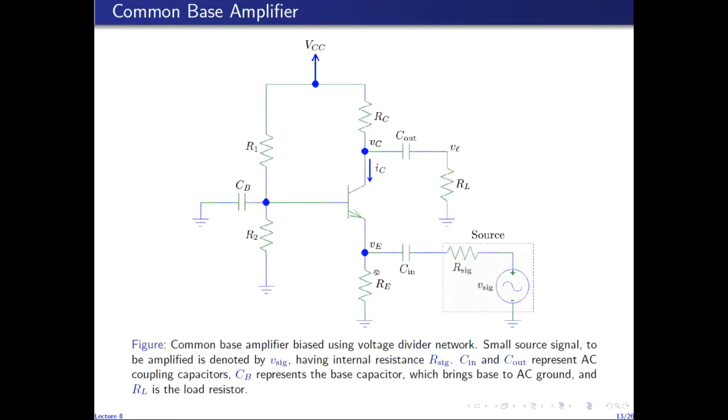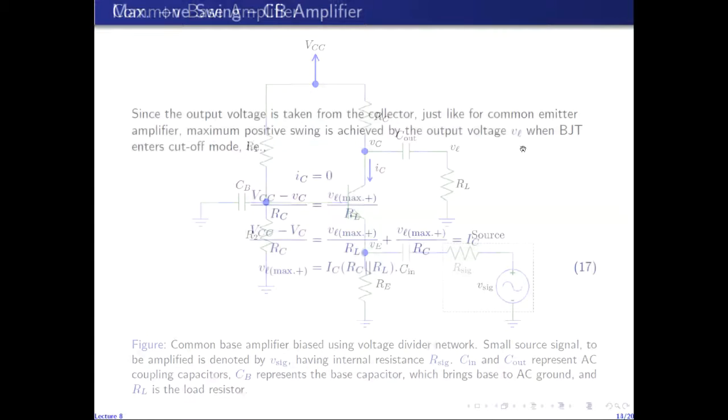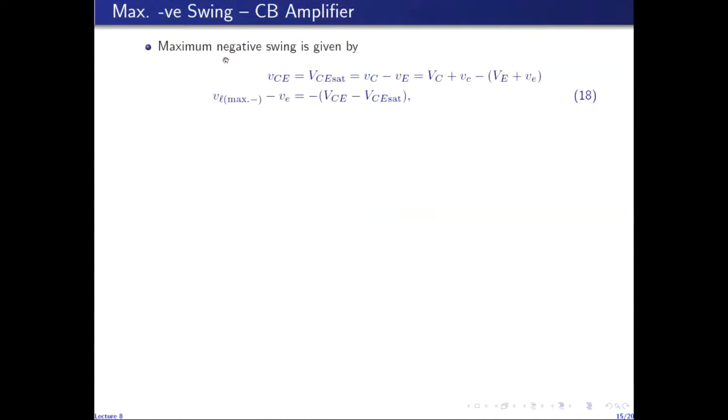Since emitter current increases, the voltage drop across RE, which is given by the voltage at the emitter, increases. So voltage at the emitter will increase because of the increase in the emitter current. So VE increases, VC decreases, VCE will decrease. So as VCE decreases, the transistor is driven towards saturation. So the maximum negative peak value of the output voltage is observed when the transistor enters saturation mode, that is when VCE becomes equal to VCE sat.